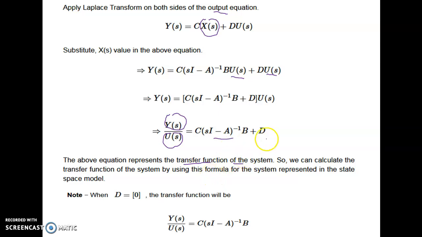Now suppose the value of D is equal to 0. In that case the expression for the transfer function is like this. This is the expression for the transfer function, applicable when the value of D is 0.